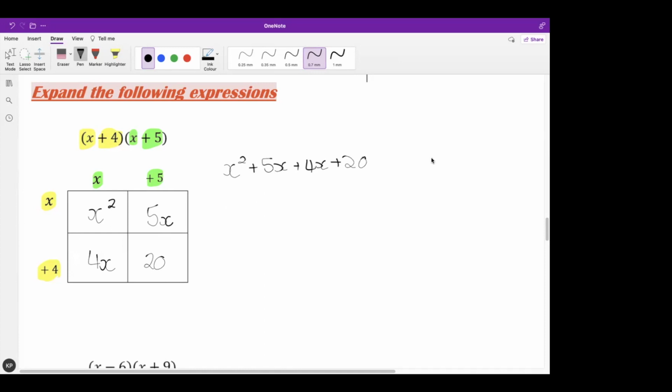Are we done over here? No, because we have like terms. If you look carefully here, 5x and 4x are like terms. So I'm going to rewrite the ones that are not like terms, that's x squared and then plus 20 over here. Let's look at my like terms. Positive 5x plus 4x. That is positive 9x.